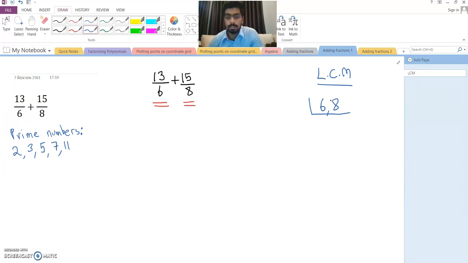Now let us divide the numbers 6 and 8 by a common prime number. We know that both of them can be divided by 2, so we put 2 in front on this L side. 6 divided by 2 gives us 3, and 8 divided by 2 gives us 4. Now again we do the same step, but in this case for 3 and 4 there are no common prime numbers that can divide both of the numbers, since 3 is already a prime number.